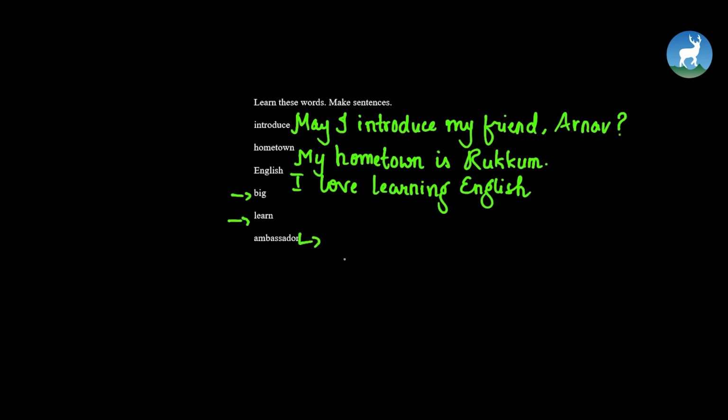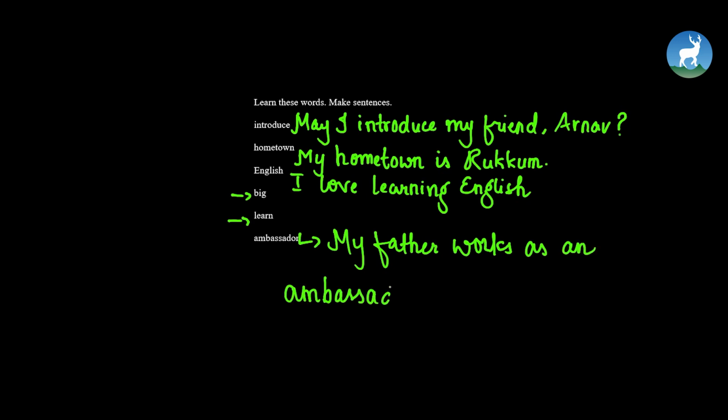So let's try making a sentence for ambassador. As I have already told you, ambassador is a person who is chosen to represent his or her nation in an international organization. So what could be a sentence using ambassador? Like what Hamid had said, let's write, my father works as an ambassador to the UK. All right, we have finished doing this exercise as well.